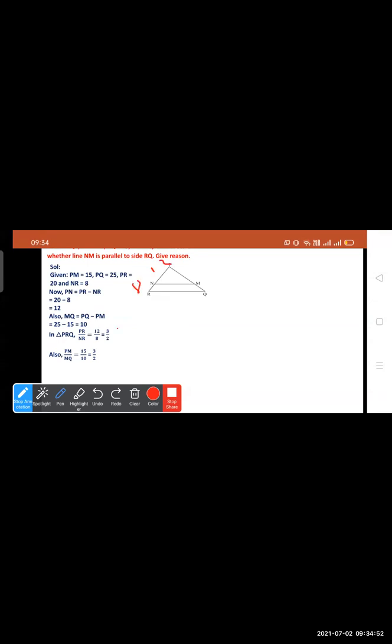That is equal to 3 by 2. Okay. Same, PM by MQ is equal to 3 by 2. So here their ratios are equal. So by converse of BPT theorem, NM is parallel to side RQ. Okay, students, so in this way, we solve the second question.